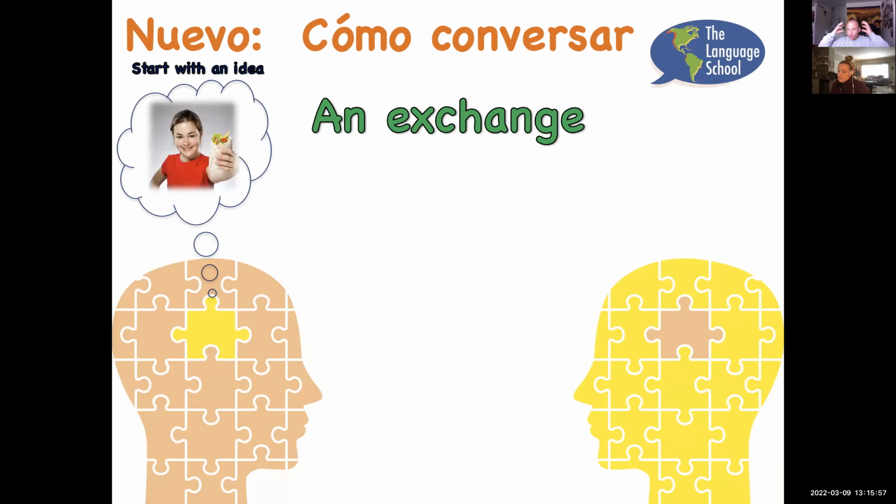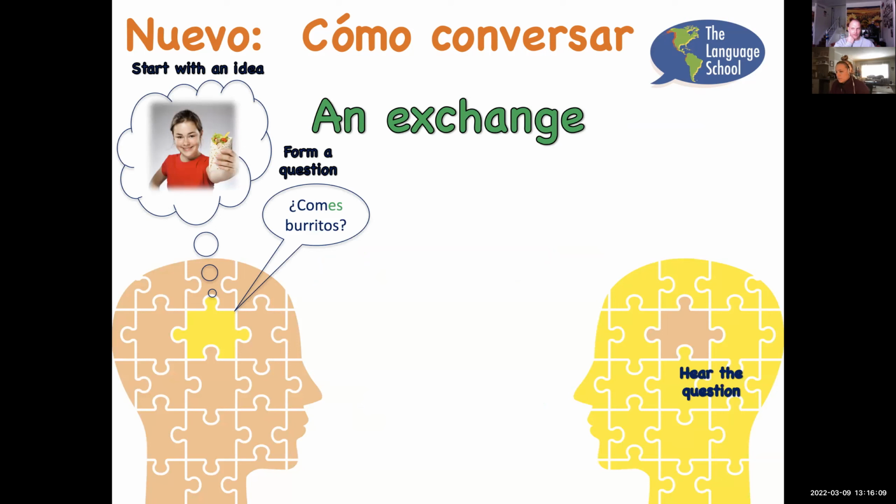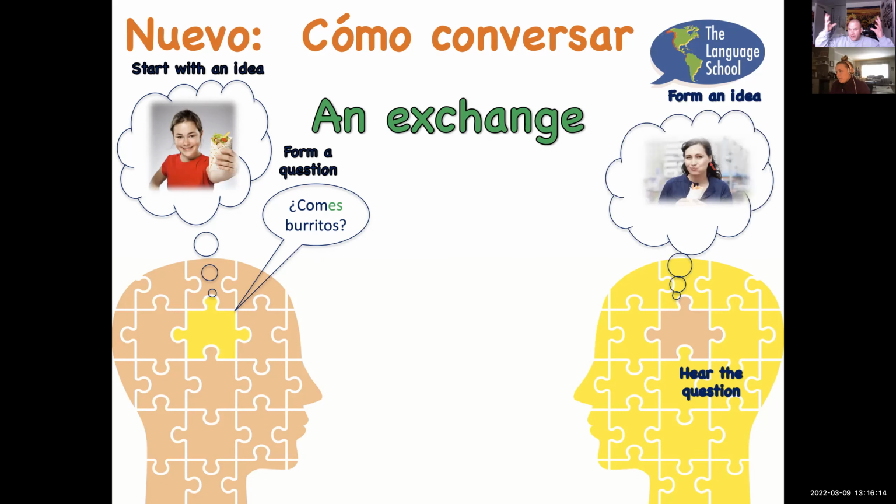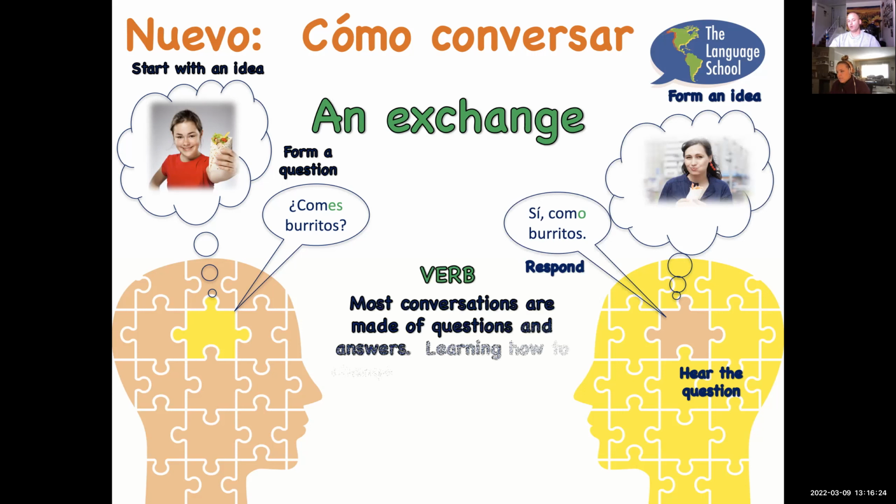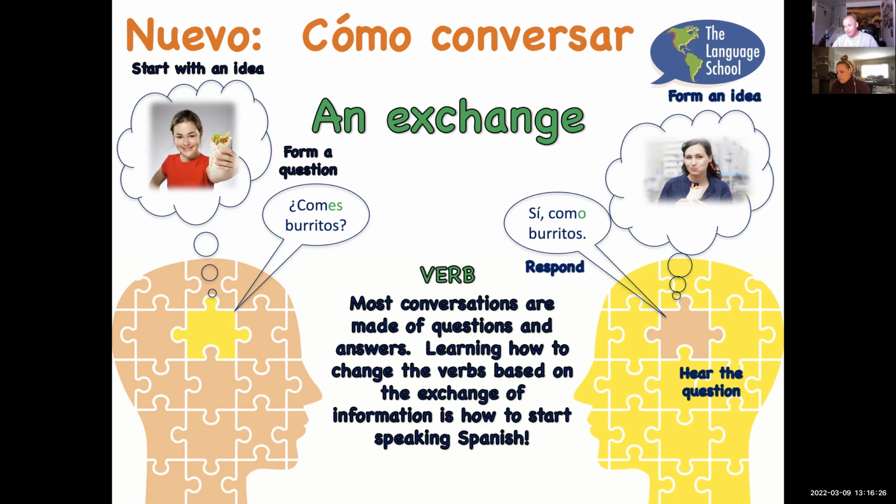Typically speaking, you start with an idea of what you want to say, and then you would form a question based off of that idea. For example, ¿comes burritos? Now, the person, your conversation partner, has to hear the question, forms another idea in their head based off of that question, and then responds verbally. Sí, como burritos. So the primary component to a conversation is what we call a verb, right?